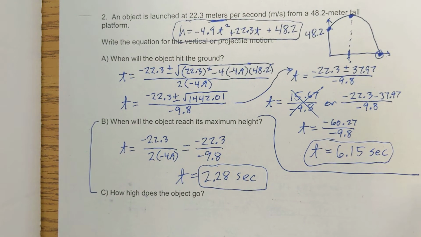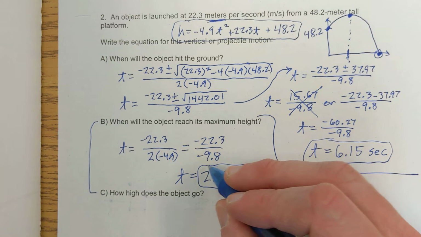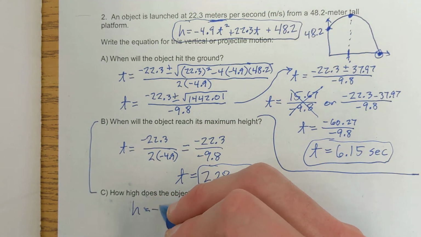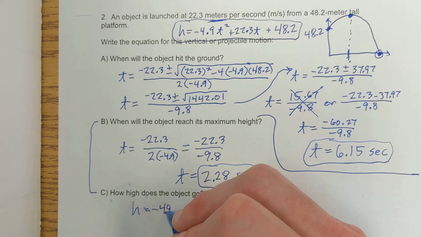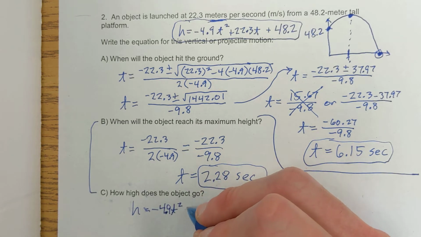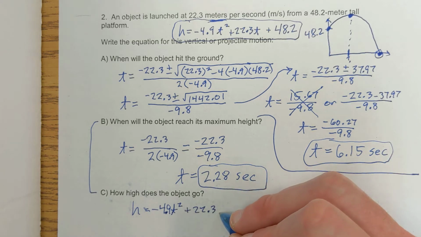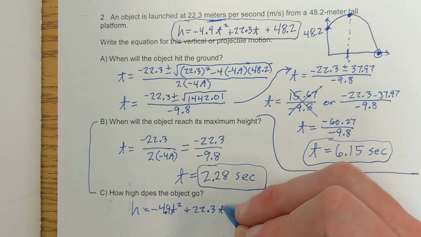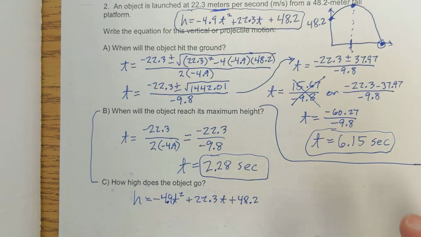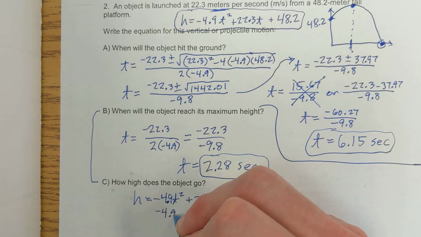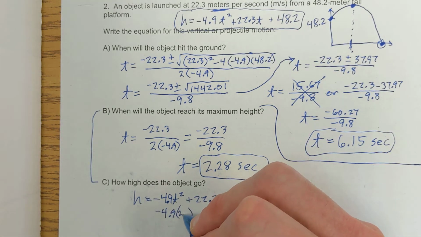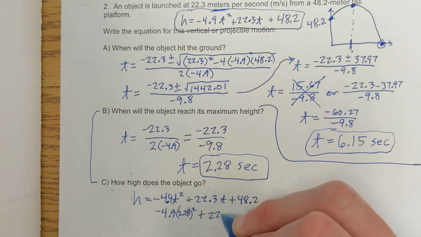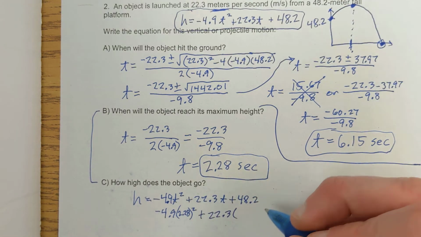And then how high does the object go? What is the actual height? We're going to take the 2.28 and plug it in. H is equal to negative 4.9 t squared plus 22.3 for the velocity plus the starting height of 48.2. Instead of the t, we're going to plug in this 2.28, plus 22.3. I've got to go in there and just copy down the equation.